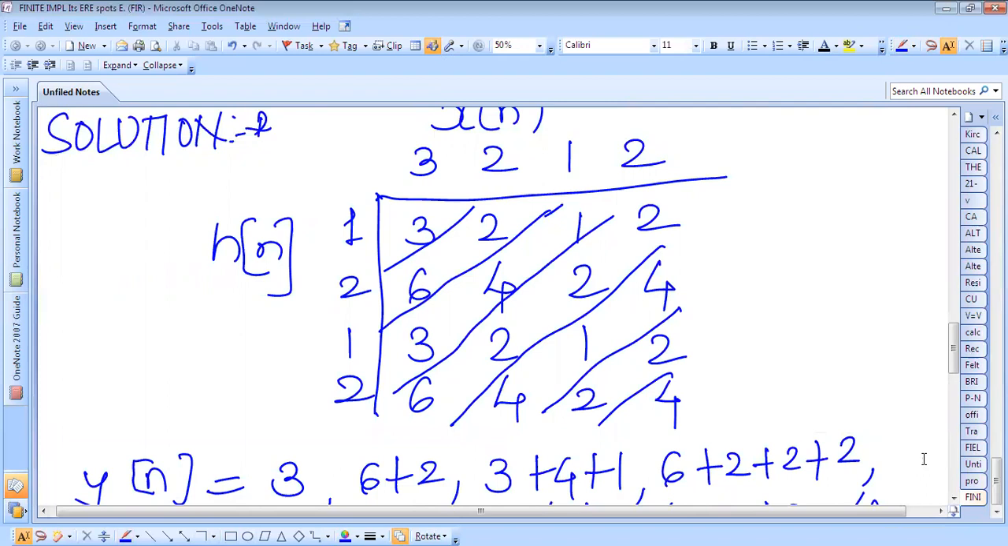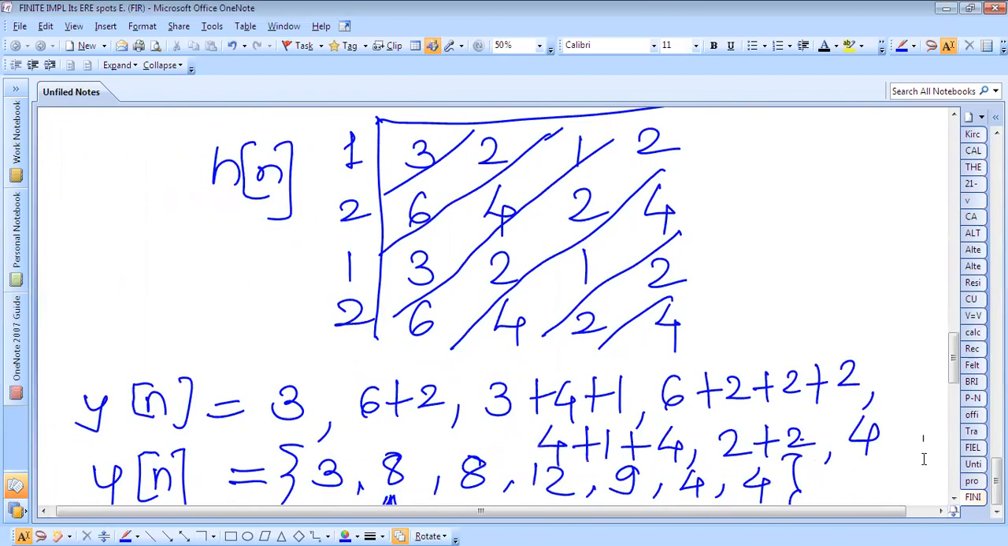So the output y of n is 3, then 6 plus 2, then 3 plus 4 plus 1, then 6 plus 2 plus 2 plus 2, then 4 plus 1 plus 4, then 2 plus 2, then 4. I have to add these, and this is your output response.